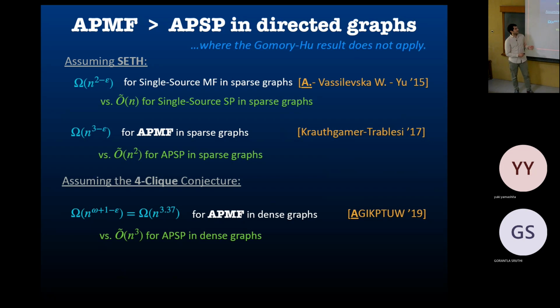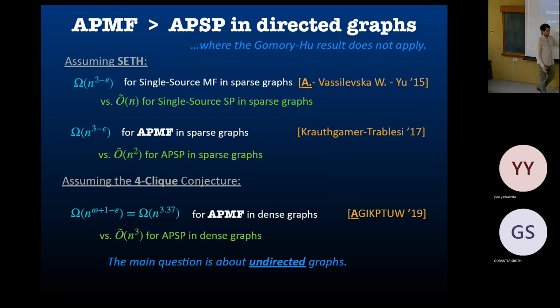So what this says is that, yes, our intuition is confirmed: max flow is harder than shortest path, but only in directed graphs. And this is not really the most interesting setting, because for directed graphs the Gomory-Hu result, this super fundamental result, doesn't apply. So the main question on our mind was non-directed graphs: what is going on? And we didn't have any hardness results.